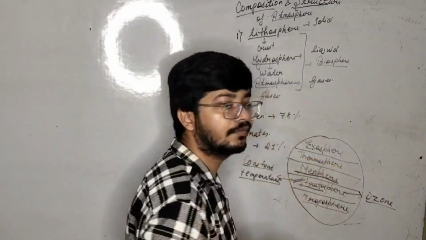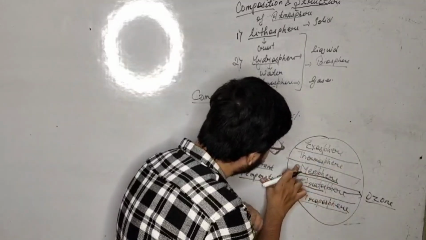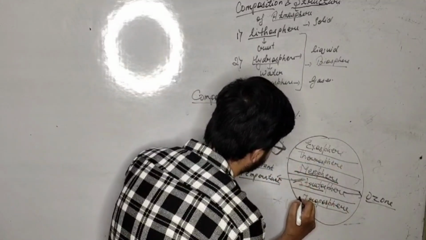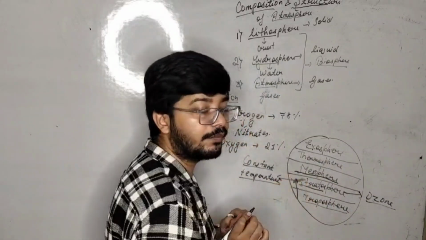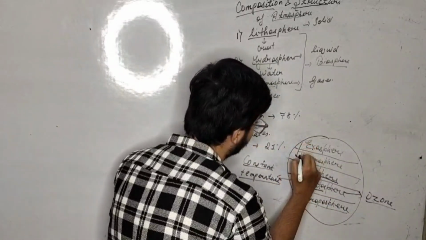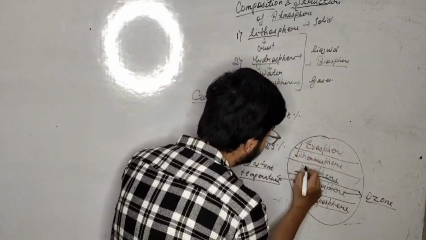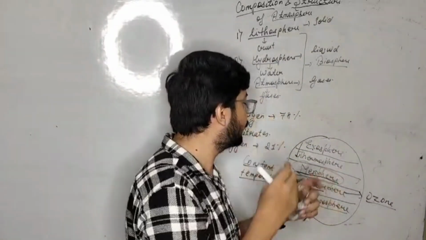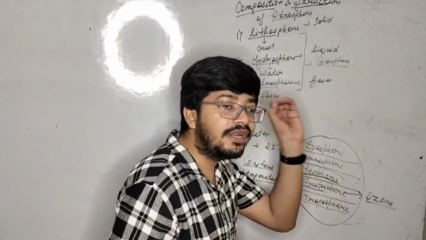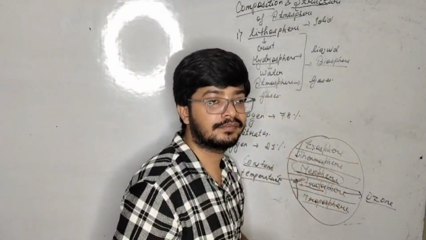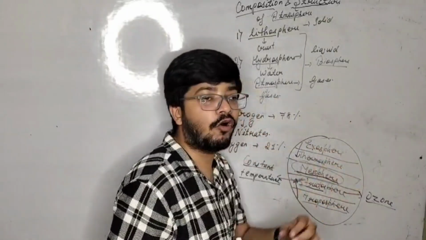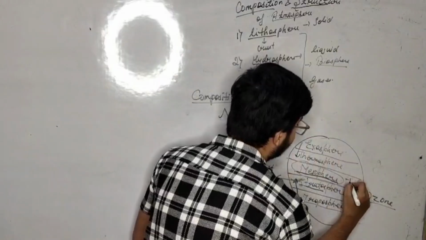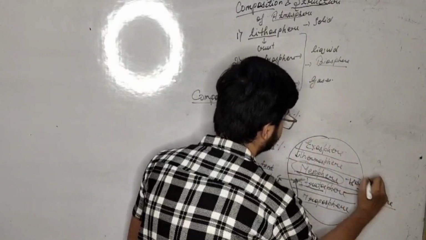Now next we talk about the mesosphere. It is the middle layer. As you can see, two layers are present below it, the troposphere and stratosphere, and two layers are present above it, the thermosphere and exosphere. The mesosphere is one of the coldest layers of the atmosphere, and because of this coldness, meteors get burned in this layer. It lies up to around 80 kilometers.